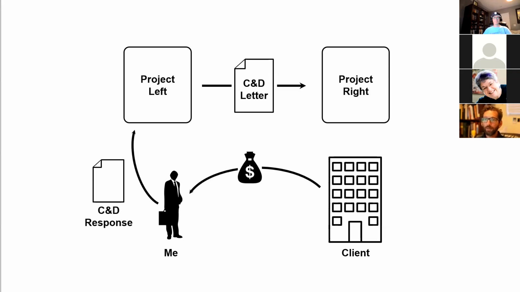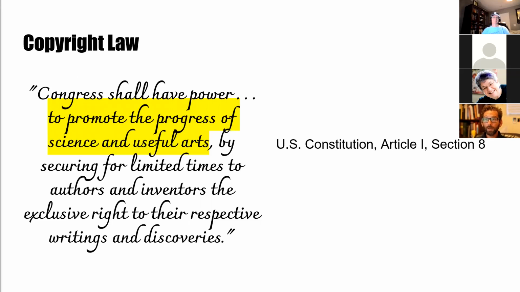Well, the problem was that Project Left was licensed under the GNU public license, the GPL, while Project Right was licensed under the MIT license. So to understand why that matters, let's quickly talk about US copyright law. And we'll start with the US Constitution. So Article 1, Section 8 of the US Constitution gives Congress the power to promote the progress of science and useful arts by granting exclusive rights to authors for their works. So this is the reasoning behind copyright law.